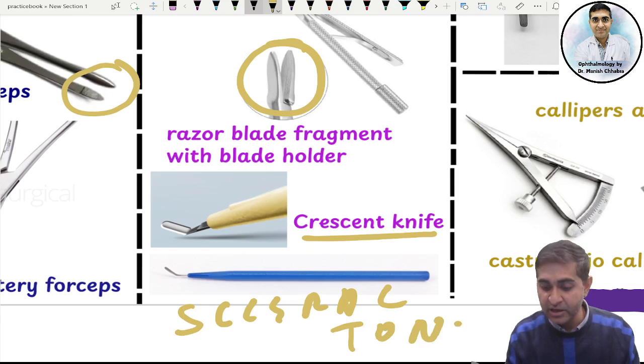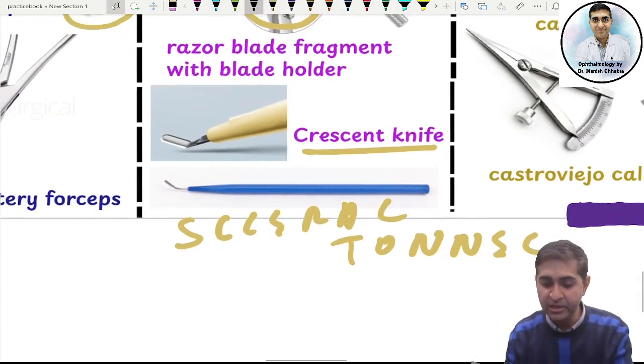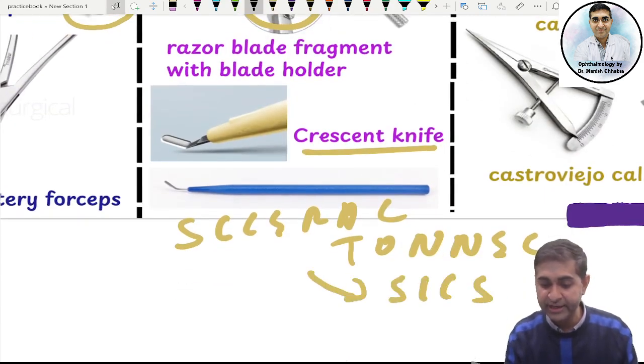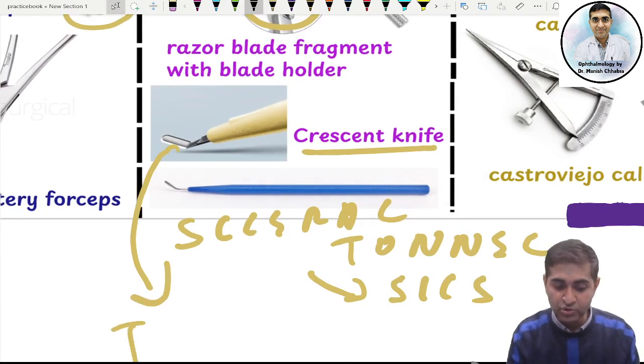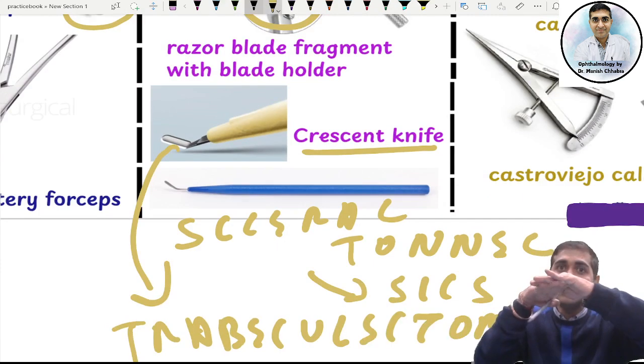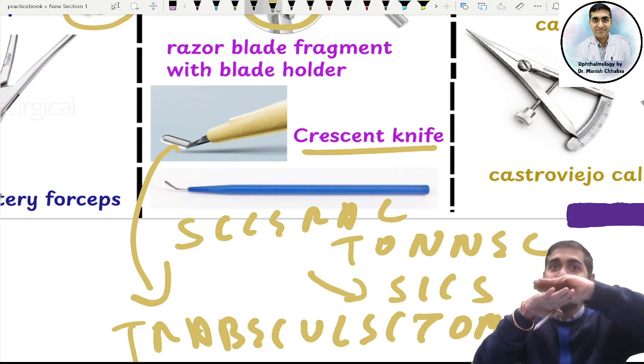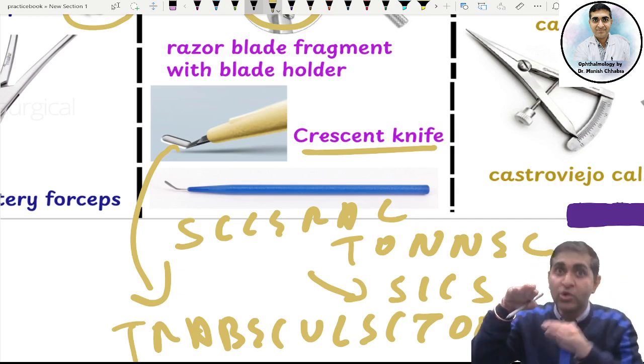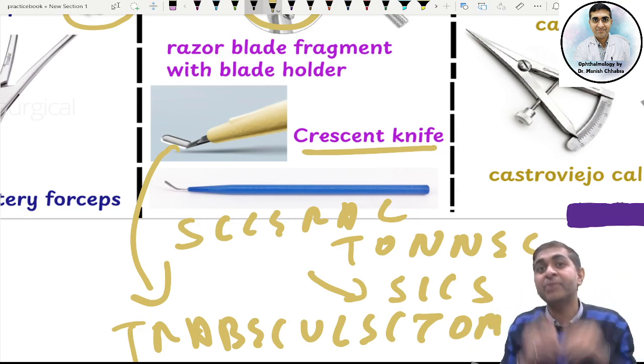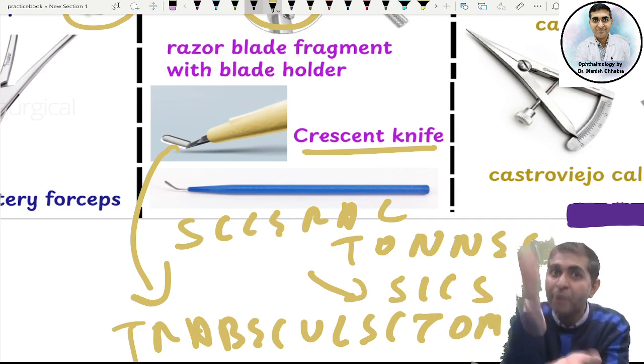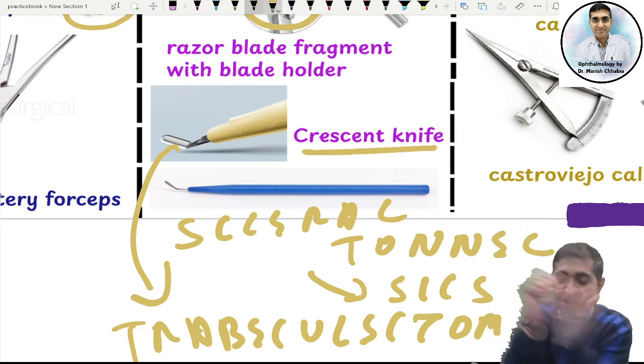Crescent is mostly used for making a scleral tunnel. Now the scleral tunnel is used in small incision cataract surgery. Crescent is also used in trabeculectomy. You dissect the sclera to create a scleral flap, because you want to enter into the anterior chamber and you want to shunt the aqueous humor from the anterior chamber into the subconjunctival space.